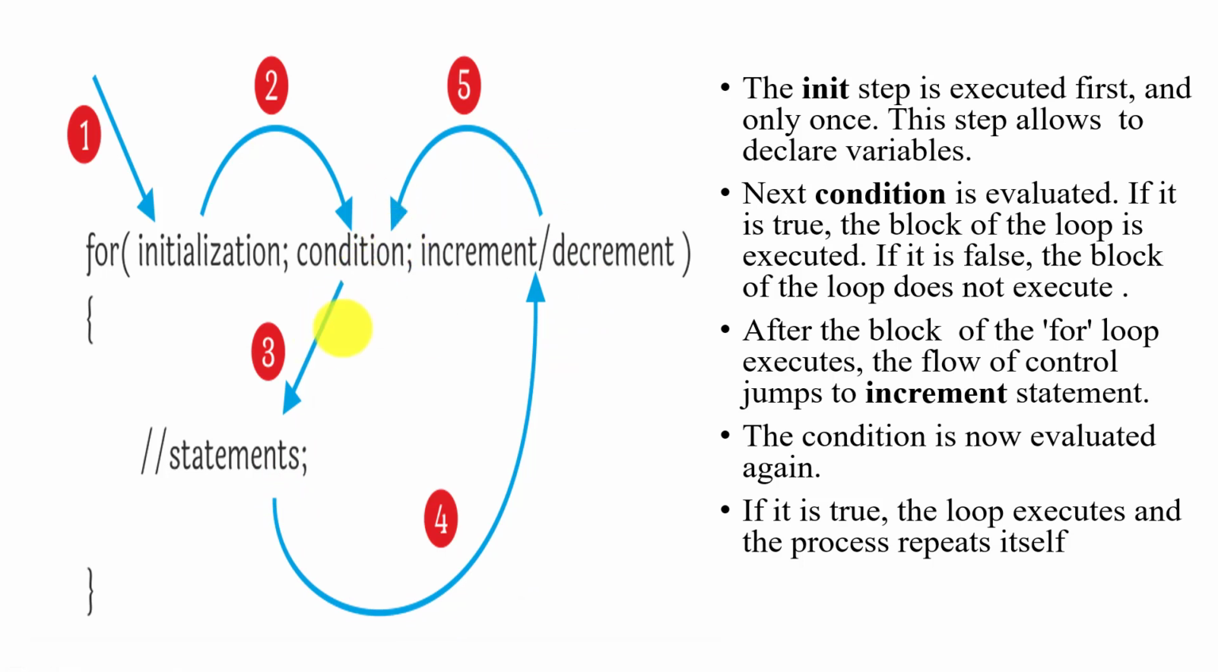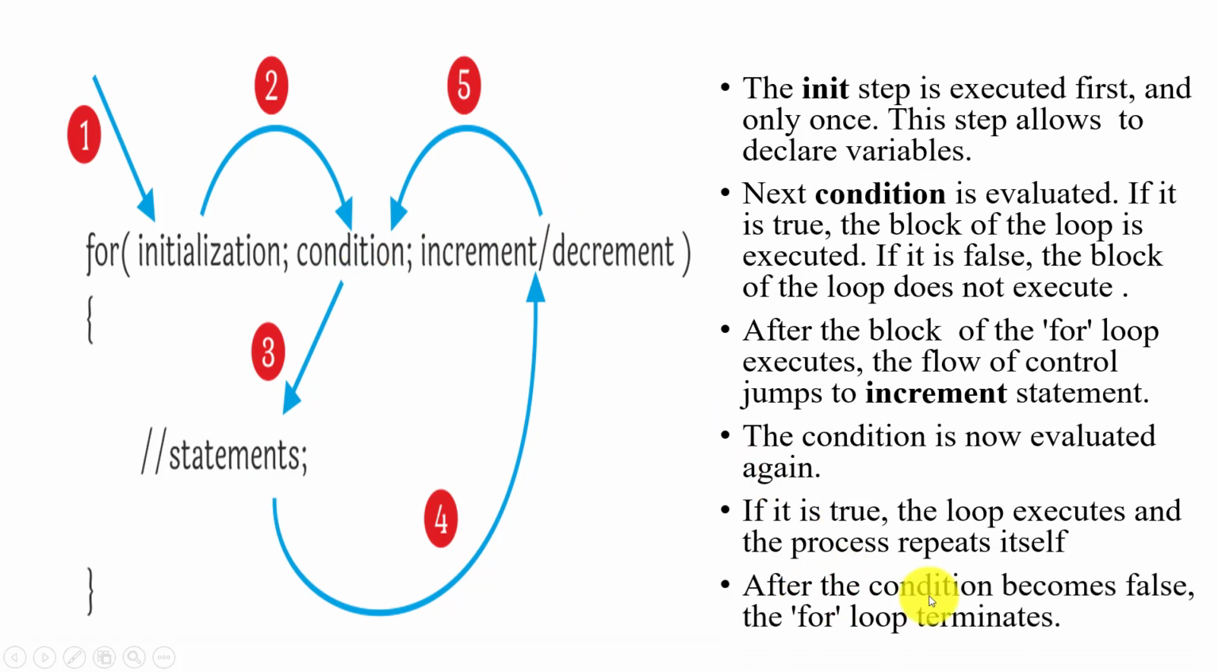If it is true, then the statement is executed, and again it increments, and again the condition is checked. After that the statement is going to execute, and again it goes to the fourth part, that is the increment. So this loop repeats itself until the condition becomes false. Once the condition becomes false, the for loop is terminated. So that is the working of the for loop.